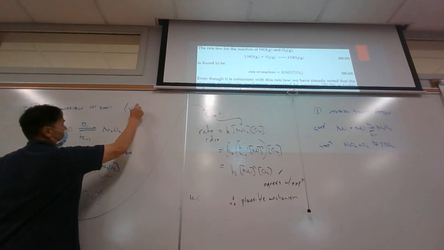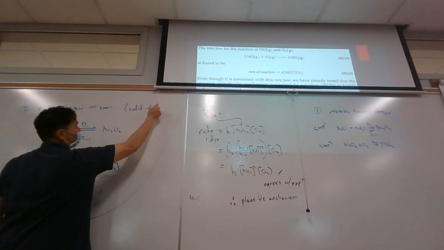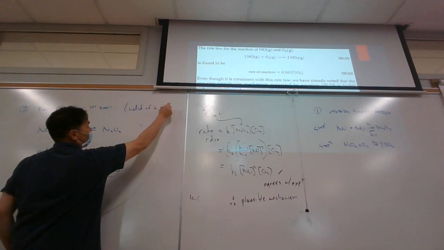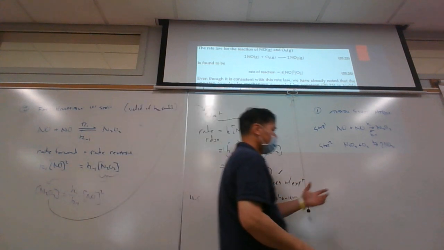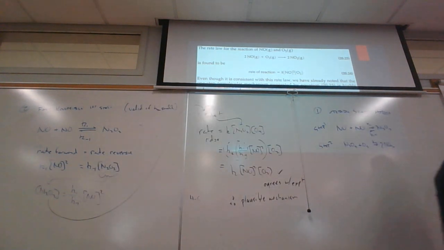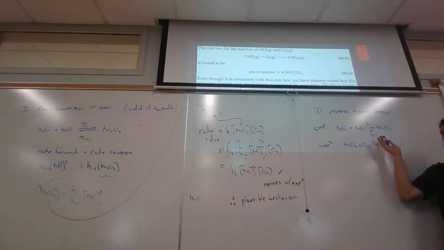This is valid if K2 is small. If K2 is small, then the amount of leakage here is minimal. So if we think of step one as being a balloon, then there's a tiny, tiny pinhole leak. And so the balloon's going to maintain its equilibrium here, but through this tiny pinhole leak, some of the N2O2 is going to leak out here.